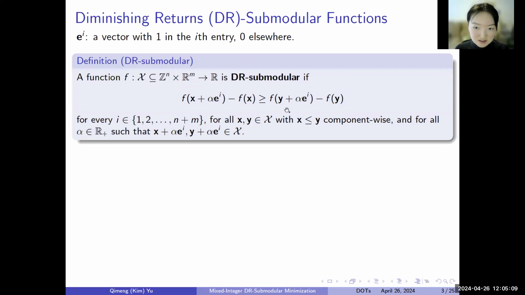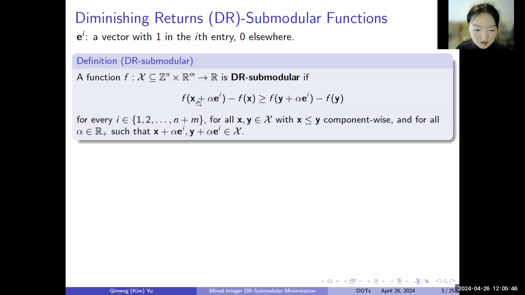Now, before going into the details of this inequality, let's set forth more notation. Here, i is any index of these dimensions, and we consider an arbitrary pair of points x and y in the domain, such that x is component-wise smaller than y. And alpha is a non-negative parameter, such that if we augment by magnitude alpha in the ith dimension to both x and y, we're still safely sitting within our domain.